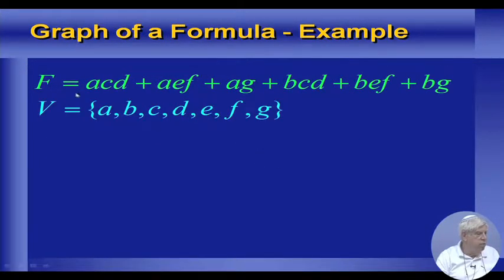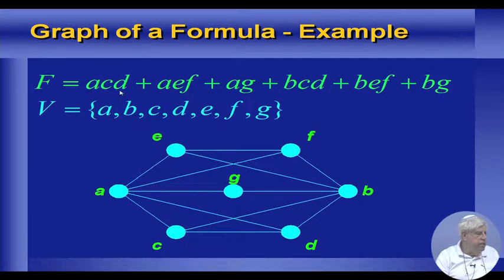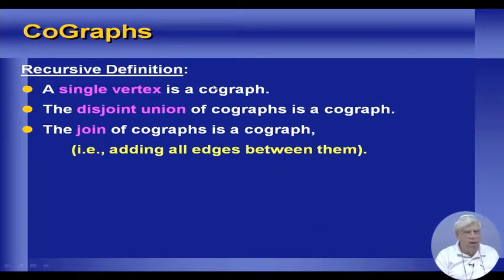So here's an example. If this was my formula, this is a sum of products form. You see in the first term, ACD occur together. So in my graph, ACD ought to be a triangle. ACD, they are a triangle. Similarly, AEF is a triangle, AEF. So each one of these terms is giving me some edges in this graph. This is the co-occurrence graph. Every prime implicant gave me a clique, not necessarily maximal. Now we'll put that to the side.